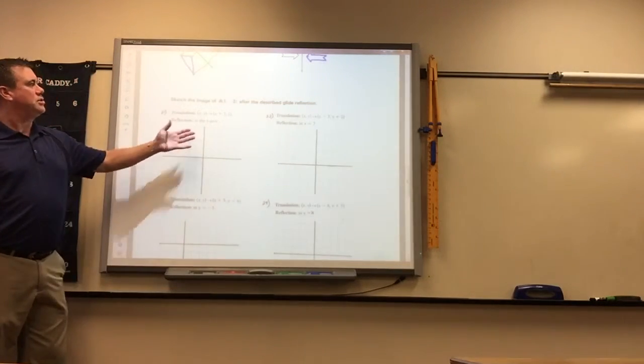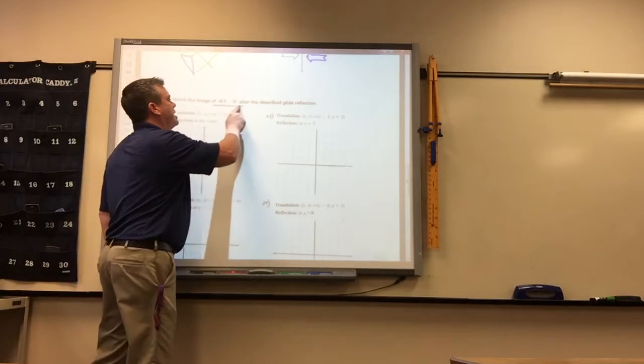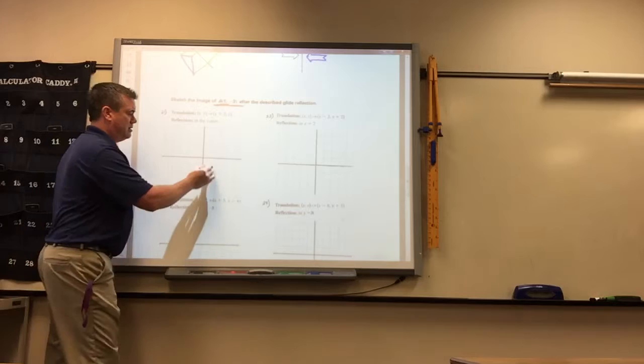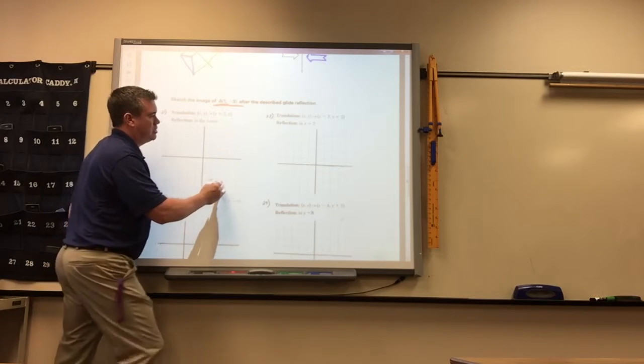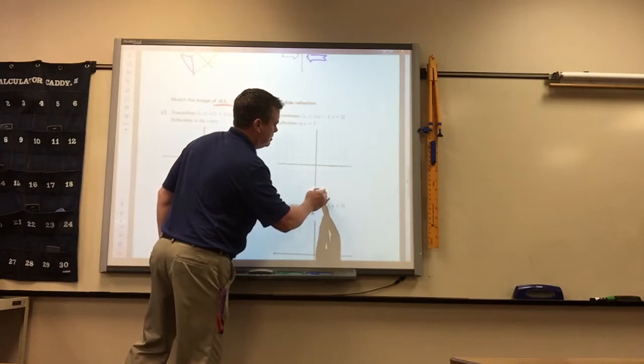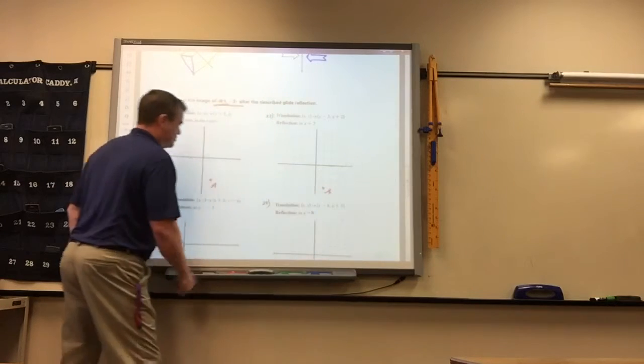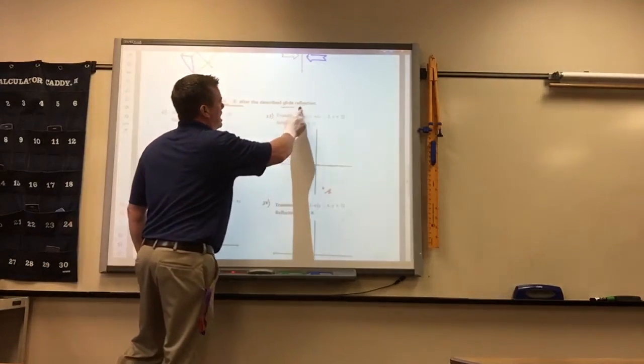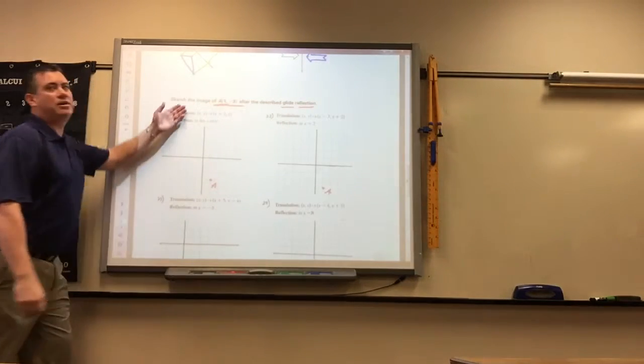So on these, you're always going to start at the same point. You're going to start at 1, negative 3 for each one. So a glide reflection just means you glide it and then reflect it. And they tell you right here what to do.